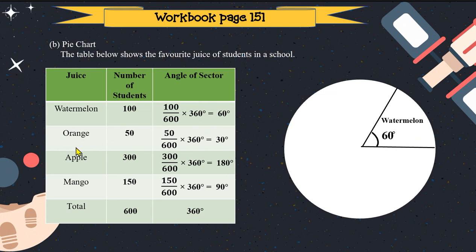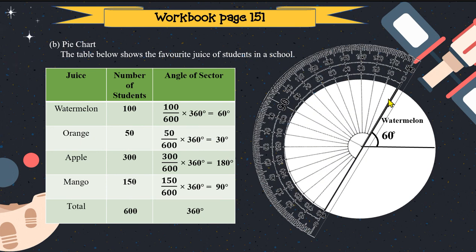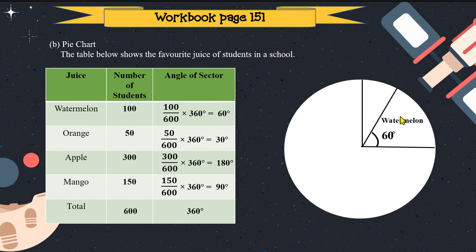Next, we want to find orange. Okay, orange is 30 degrees. So we use our protractor like this. So this is our 0 and we find that 30 is here. So we draw a line like this and we denote this one as 30 degrees and mark this one as orange.